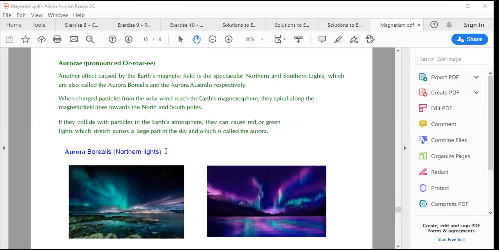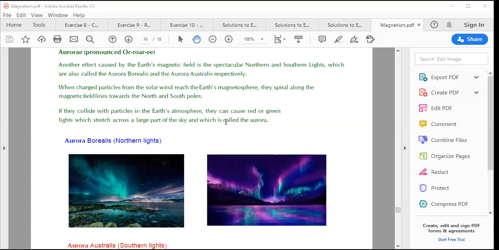Then we've got what we call the northern lights and the southern lights. We call them aurora. Another effect caused by the Earth's magnetic field is the special northern and southern lights, which are also called aurora borealis and aurora australis, respectively. The borealis is the one that happens in the northern hemisphere of the Earth, and the australis is the one in the southern hemisphere, right?